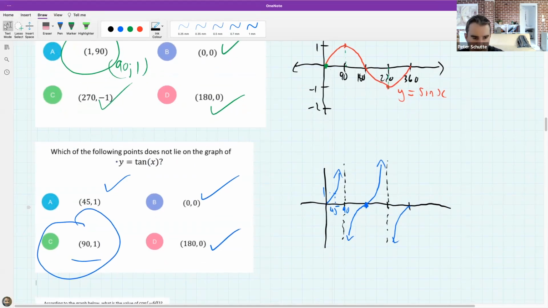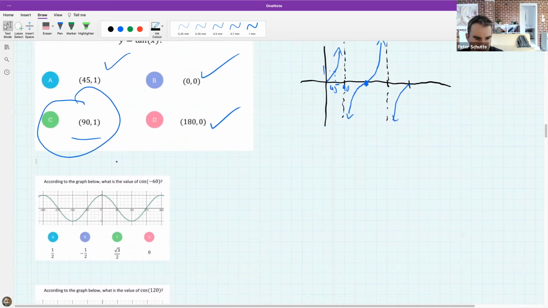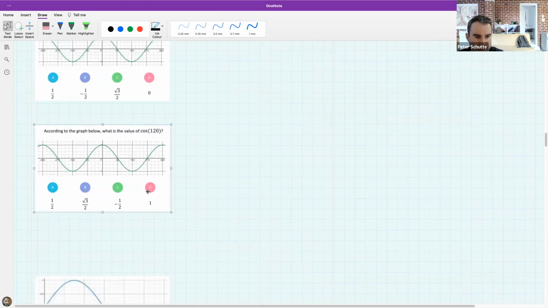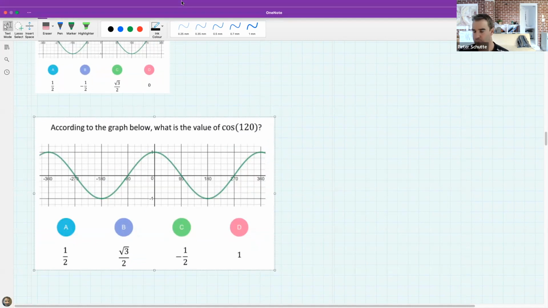All right, let us do a different type of question here. Let's do this one. And then I think we're getting pretty close to having a break. According to the graph below, what is the value of the cos of 120?